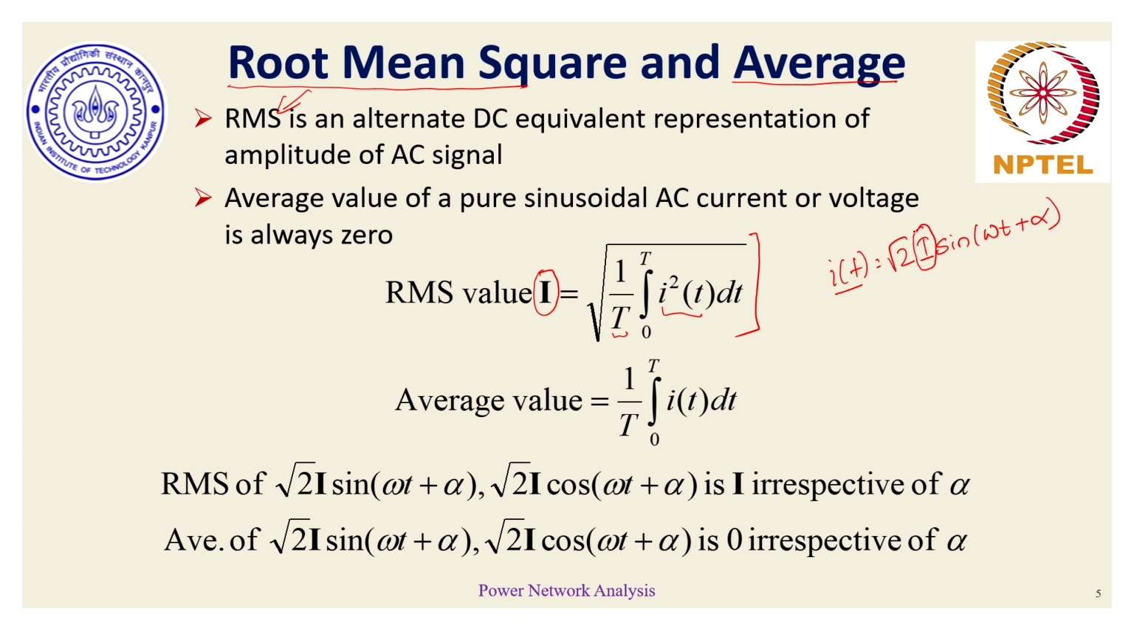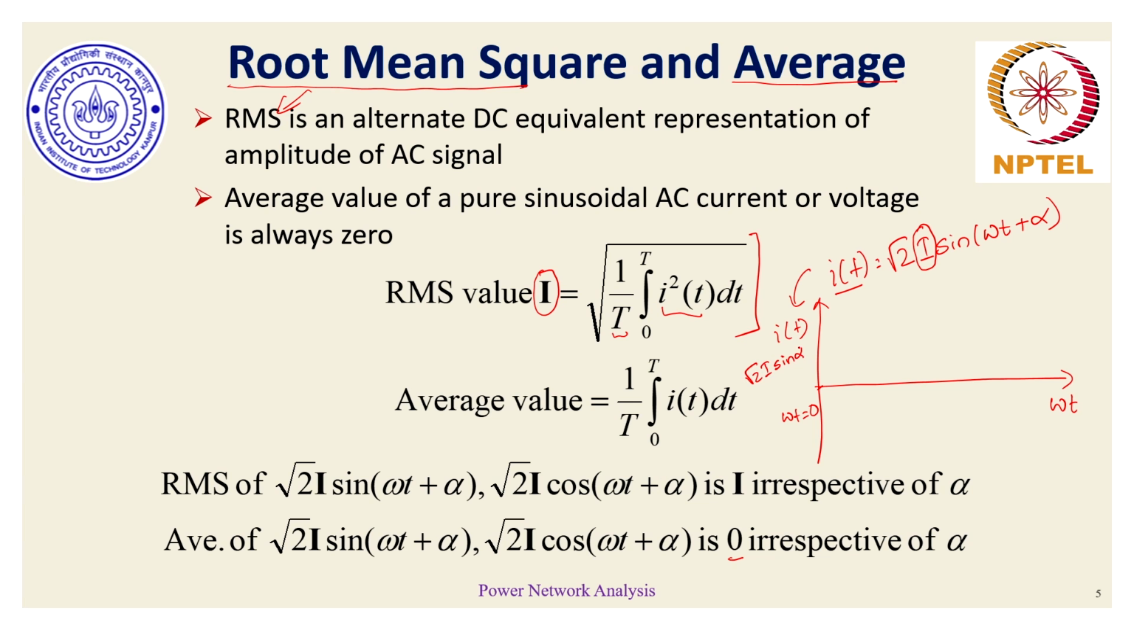And if we were to find the average value of these periodic signals, then irrespective of whether they are sine signals or cosine signals, their average value would always be 0, irrespective of the phase angle. The reason being that if we were to plot this signal i of t over the y-axis, and omega t being the x-axis, then from omega t being equal to 0, the initial value of this i of t would be equal to root 2 I sine alpha.